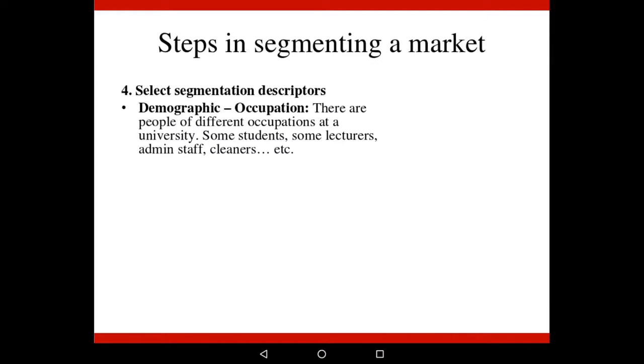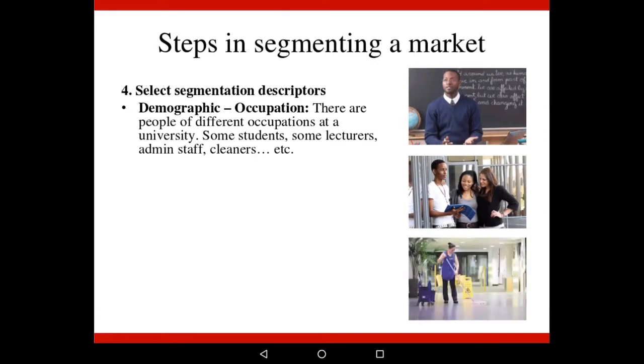So demographic. Remember I said that occupation can be either in demographics. Some textbooks put it into the demographic base, whereas others might put it into psychographics. It's up to you which one you want to put it into. I usually put it as part of demographics. Okay, so occupation, there are people of different occupations at the university. For example, there are students, lecturers, admin staff, cleaners, security guards, and so forth. So firstly, let's divide our market based on occupation. Okay?